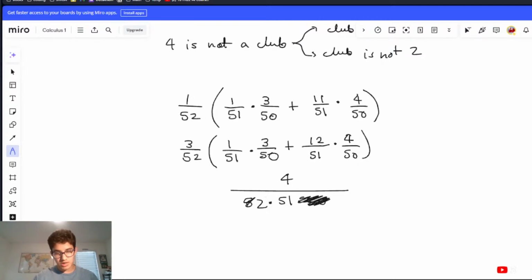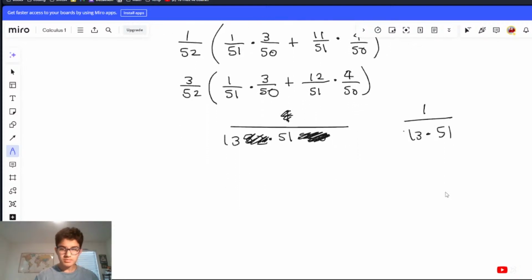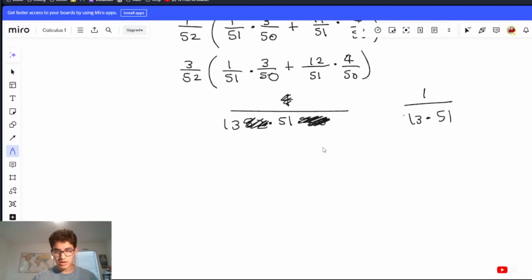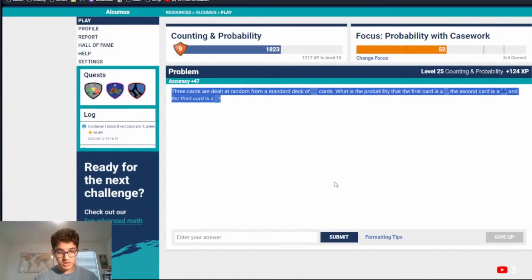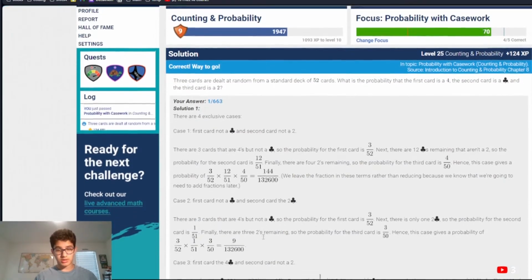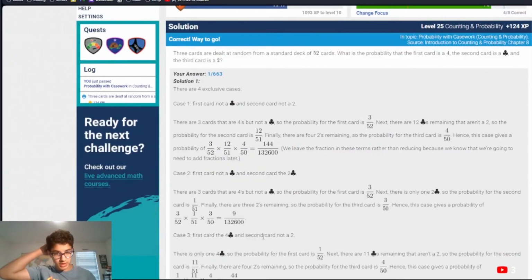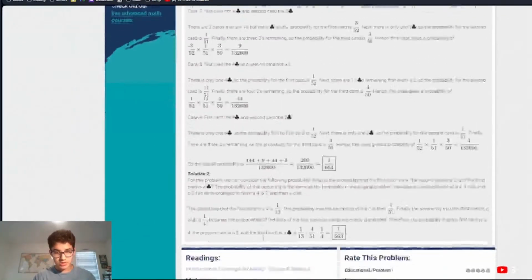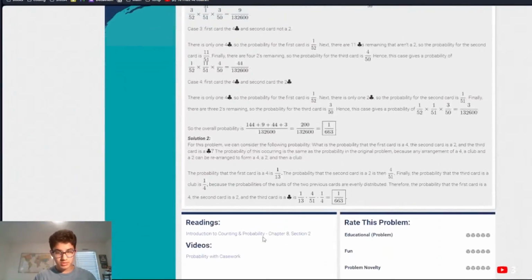Now that this is 4, this becomes 13. So it'll be 1 over 13 times 51, I think. Now we just need to multiply it. So that will be 510. And then again 153. Add these up. 366. So 1 out of 663. Okay, we got it. That was actually extremely messy. So very glad we got this. And the calculations weren't too bad either.